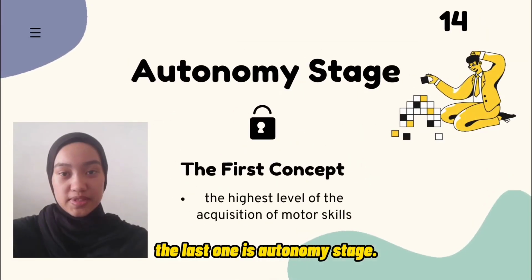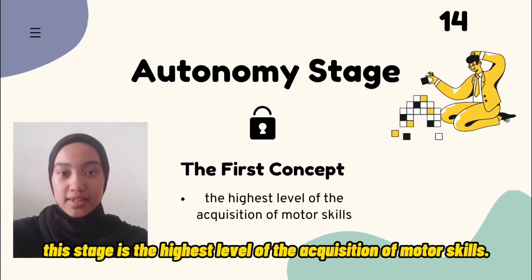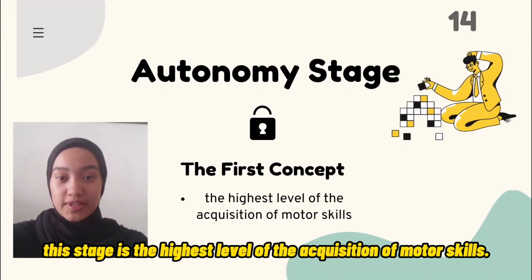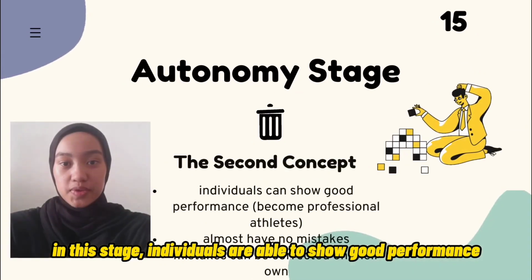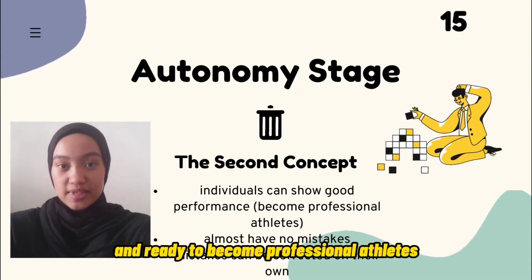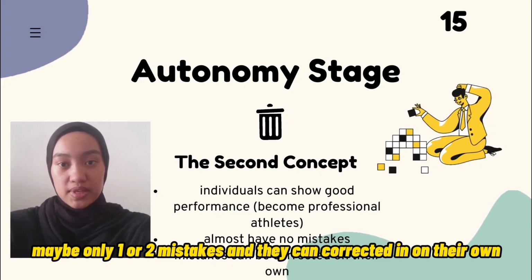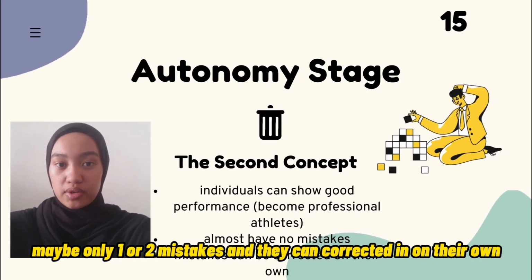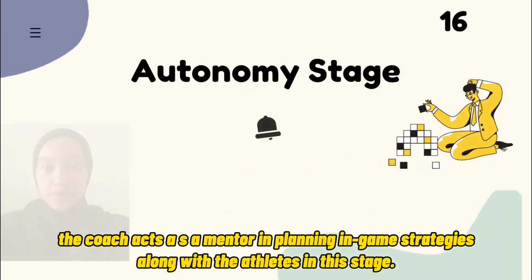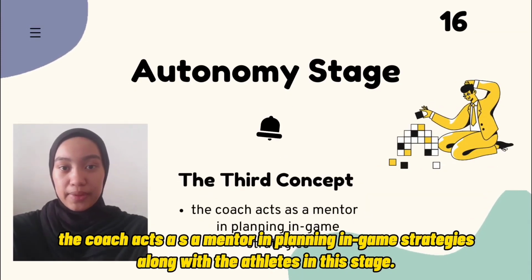The last one is the autonomous stage. This stage is the highest level of the acquisition of motor skills. In this stage, individuals are able to show good performance and are ready to become professional athletes. They almost have no mistakes, maybe only 1 or 2, and they can correct them on their own. The coach acts as a mentor in planning.